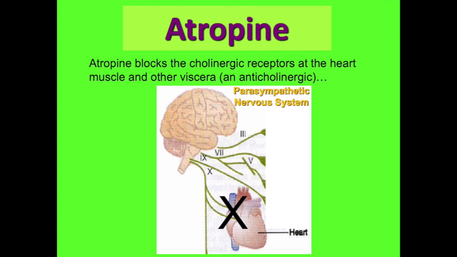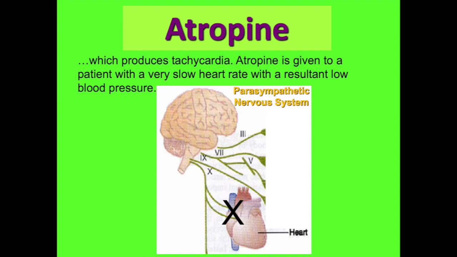So let's talk about atropine. Atropine is going to block and take up the cholinergic receptors, in this case at the heart where we really want it to work. It'll work on the other viscera too, and it's called an anticholinergic. Remember that the receptors at the heart were cholinergic receptors, and that's from the word acetylcholine. When we block the cholinergic receptors during a bradycardia, it's going to produce a tachycardia because the sympathetic nervous system is going to predominate with its norepinephrine.